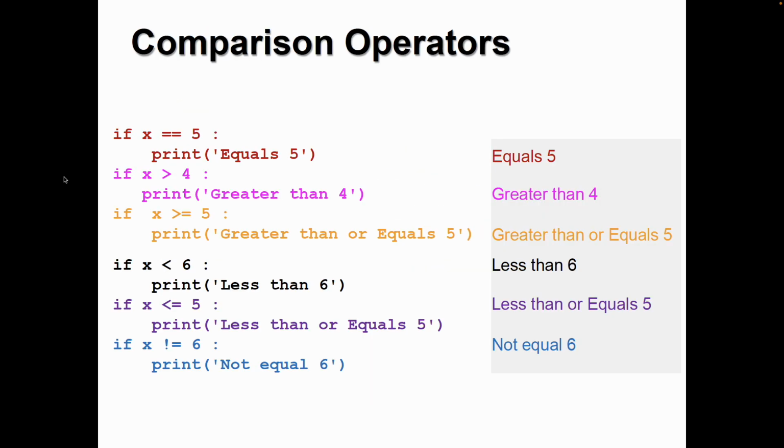And now for the comparison part, just some more examples. You can always translate this to English. Like if x is equal to 5, then print equals 5. If x is greater than 4, then print greater than 5. If x is greater than or equal to 5. If x is less than 6. If x is less than or equal to 5. If x is not equal to 6. So actually it's pretty straightforward to translate it to English.